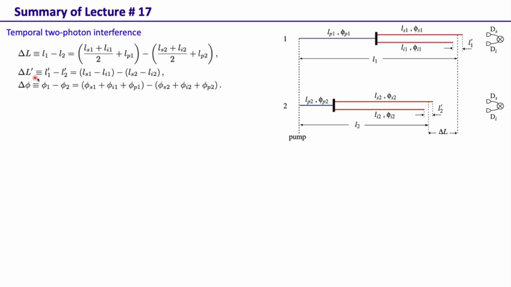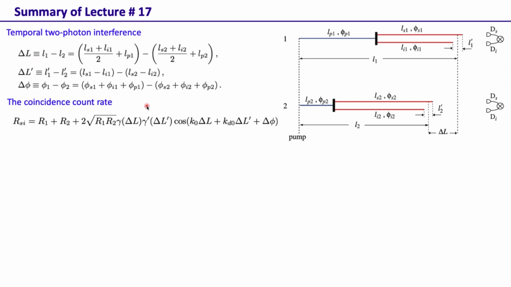Again, corresponding to every length parameter, we had a time quantity as well, which we represented by tau and so on. And with all these quantities, we then calculated the coincidence count rate, which was in terms of delta L and delta L prime, and we could also represent that in terms of the corresponding time quantities, delta tau and delta tau prime. The definition of delta tau and delta tau prime is pretty much the same.